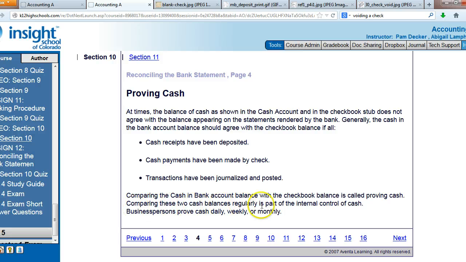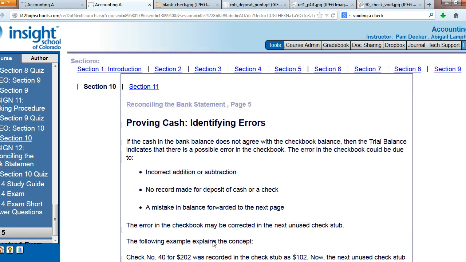Comparing these two cash balances regularly is part of the internal control of cash. We talked about internal control in the last video. Business persons prove cash daily, weekly, or even monthly.